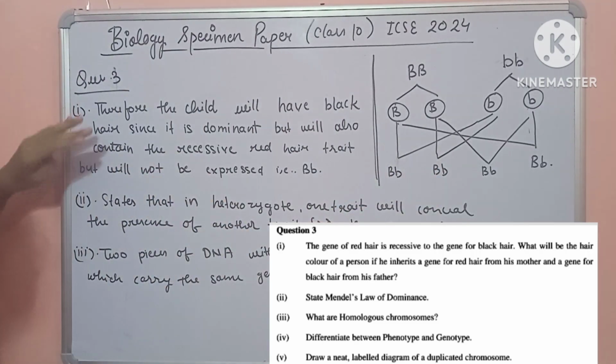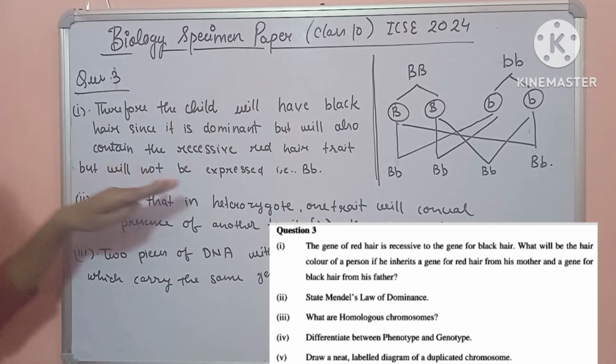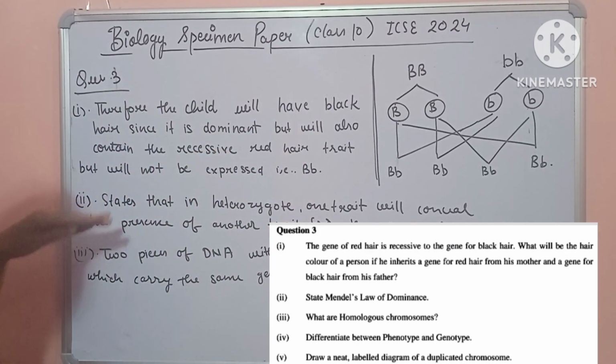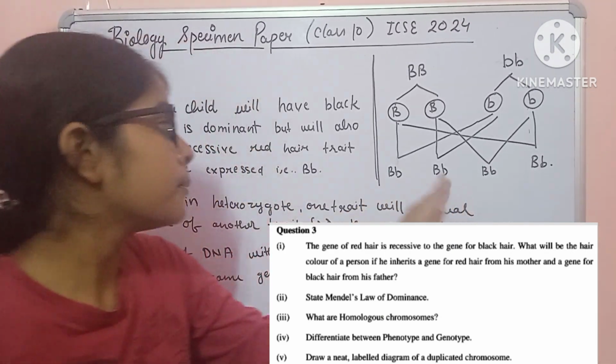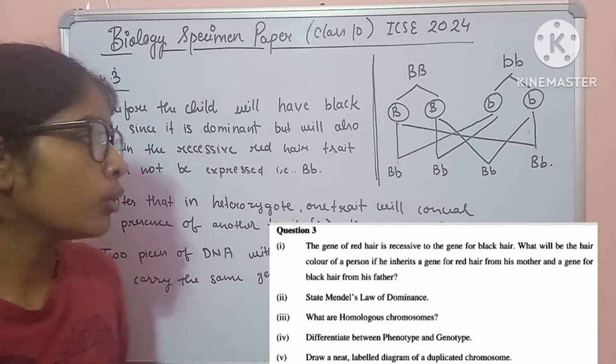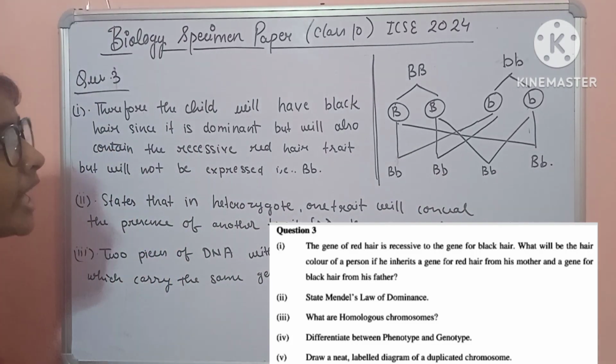So the answer will be, therefore, the child will have black hair since it is dominant, but it will also contain the recessive red hair trait, which will not be expressed. They will contain the recessive trait, but it will not be expressed. Okay. So all the children will have black hair.